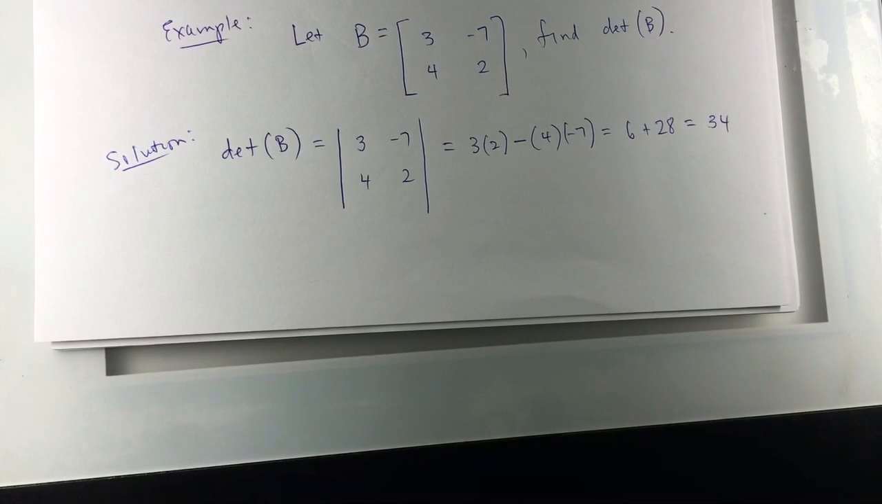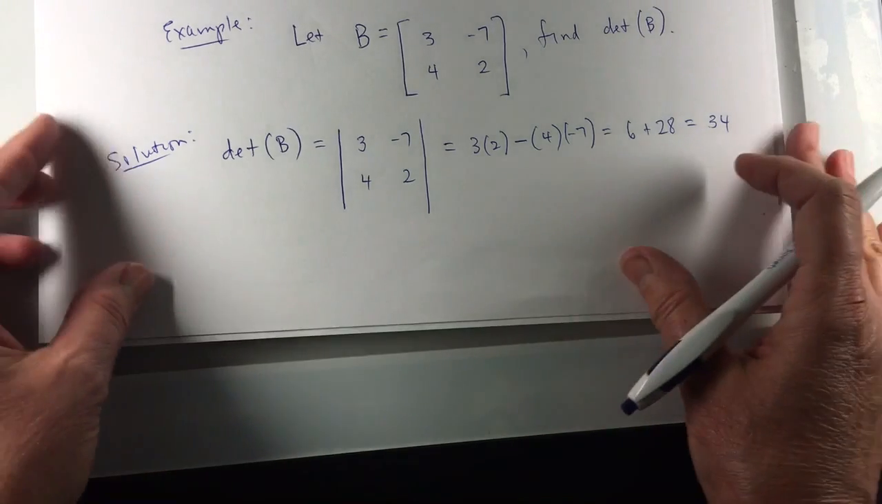And when you're doing matrices, the determinant is a single number. When we're using it to find the cross product, we will get a vector. But when you do this in linear algebra, it's going to be a single number.